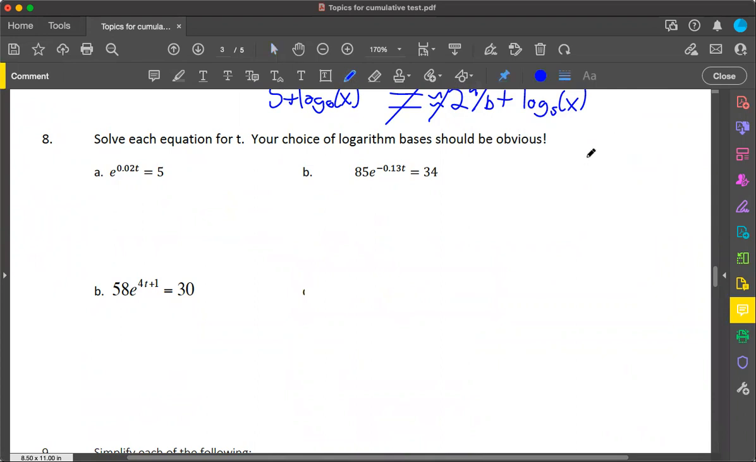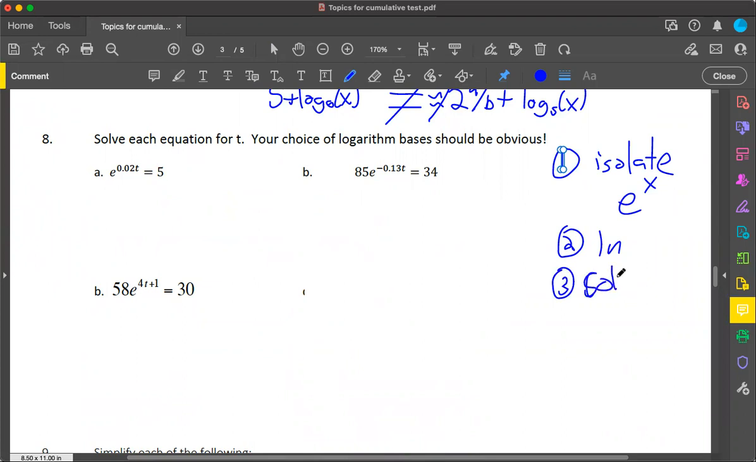You have these, and I'll pretty much give you a game plan. You're going to isolate e to some power. You're going to go to ln form, and then you're going to continue to solve for x if need be. Okay, this is luckily in e form. Throw it back as the base on the right, so ln of 5 equals 0.02t divided by 0.02, and whatever this is.